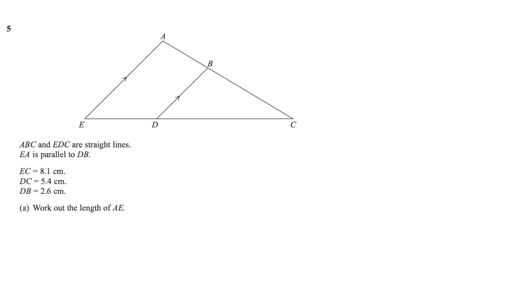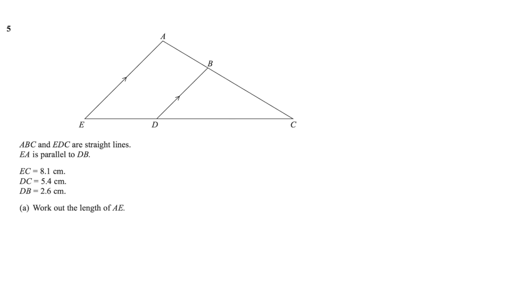Hi, and welcome to Math Together. In this lesson, we'll be focusing on question 5. ABC and EDC are straight lines. EA is parallel to DB. EC equals 8.1 centimeters. DC equals 5.4 centimetres, DB equals 2.6 centimetres. A, work out the length of AE.